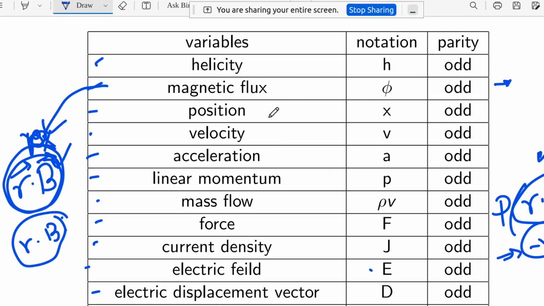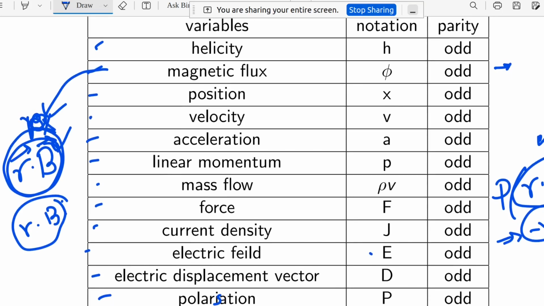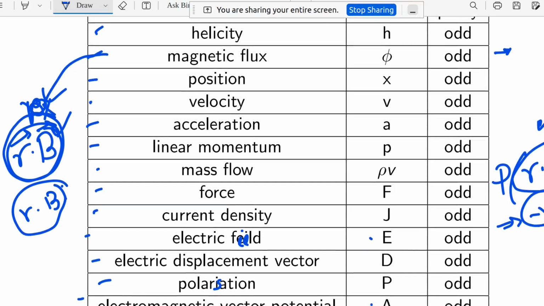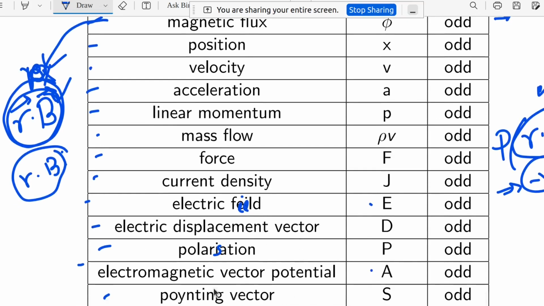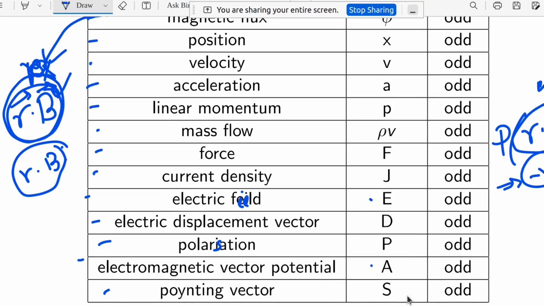And what about this? These three are obviously vectors, so that's why they are odd under parity. Linear momentum is also a vector. Force is also a vector. Force means you can see that F equals m into A, and A is obviously odd, so that means F will be odd. Then current density is a vector, electric field, so these things are vectors, odd under parity. Then electric displacement, polarization, vector potential, Poynting vector, these things are odd under parity.